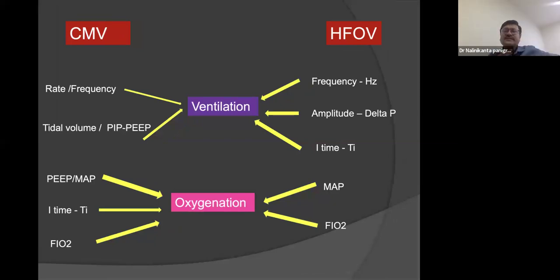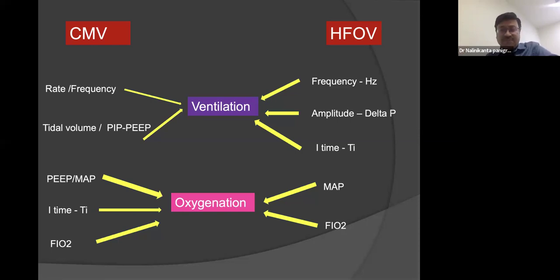Another concept now I am going to explain. We remembered from the beginning that there is a coupling, or sync, in the conventional ventilator. Ventilation and oxygenation are interrelated. Ventilation in conventional ventilation is influenced by rate and tidal volume. Tidal volume is influenced by positive inspiratory pressure minus positive end-expiratory pressure, that's the delta P, and the rate influences ventilation. Mean airway pressure, I time, and FiO2 influence oxygenation in conventional ventilation. In HFO, the frequency, amplitude, and I time influence ventilation, and mean airway pressure and FiO2 influence oxygenation. That's the way we learn. So what we learn is that in conventional ventilation the rate can influence oxygenation, and PIP and PEEP can also influence oxygenation, but in HFO they are decoupled.